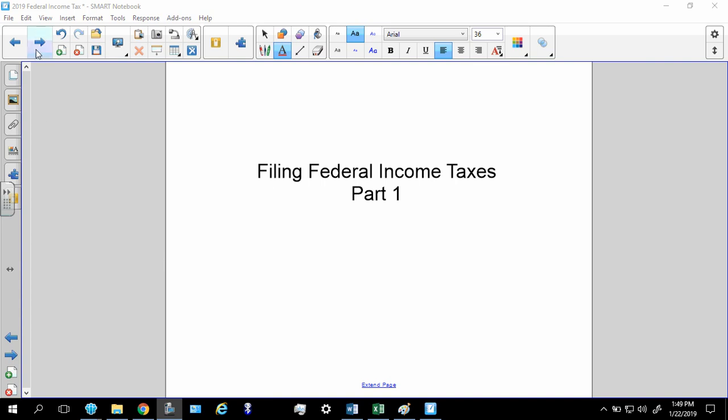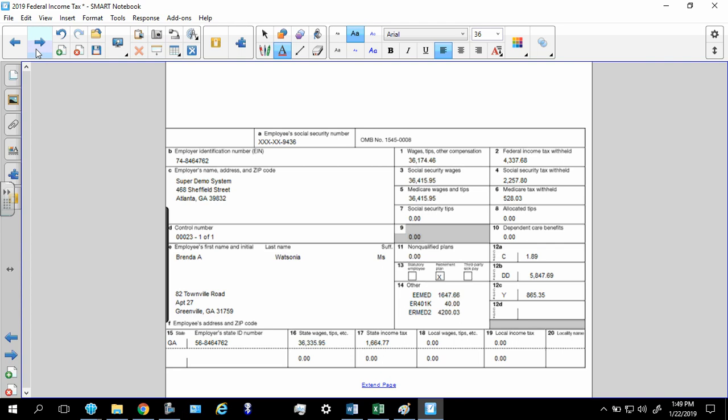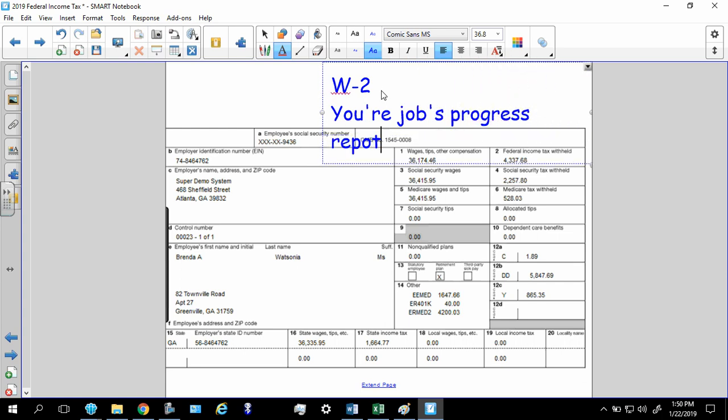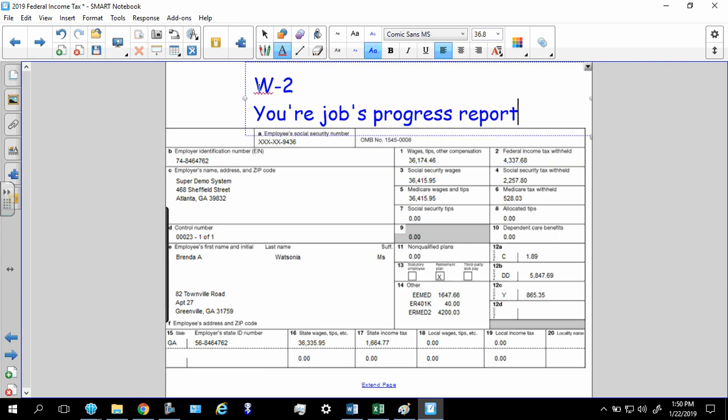Usually around every December or January, you get what is called a W-2. Now, this is a W-2. So basically what a W-2 is, and I always use this in layman's terms, is kind of like your job's progress report. Let me make it a little bigger. So it's your job's progress report.